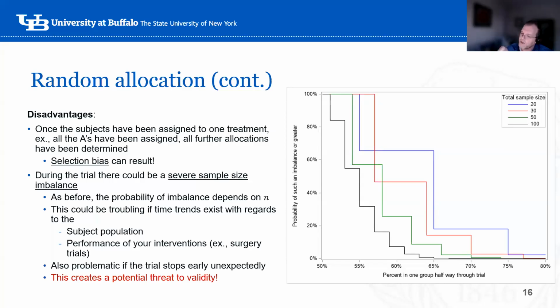A bigger issue, I think, with a lot of the surgeons I work with is that often your intervention might change over time. So if it's a pill, that's not going to change so much. But if it's a surgical technique that's your experimental intervention, you're going to get better. If you're a surgeon, you're going to get better with that technique over time. And so your intervention is changing. And so if you have an imbalance during the trial, that's possibly going to create issues for you when you're assessing the treatment effect.